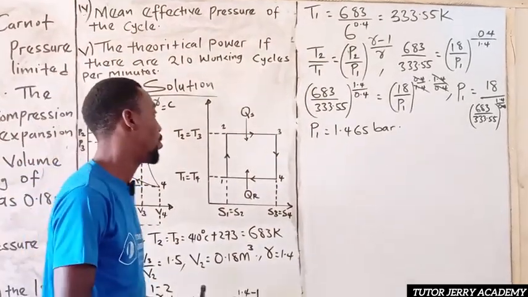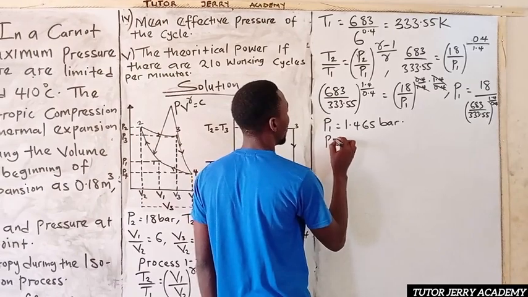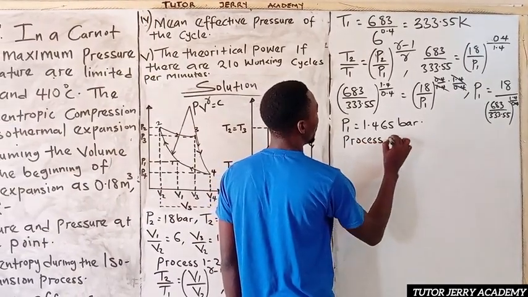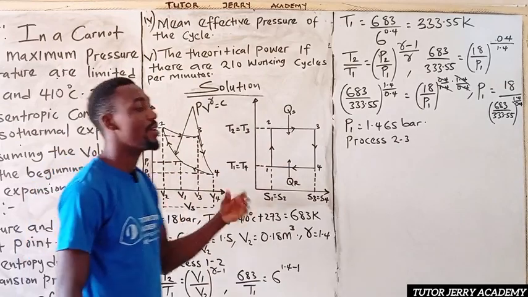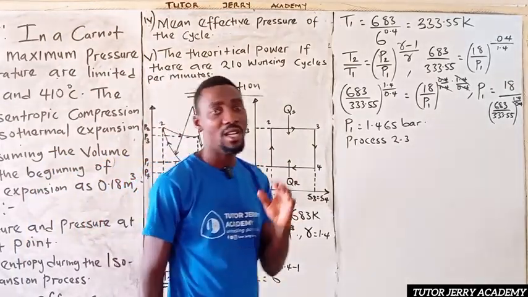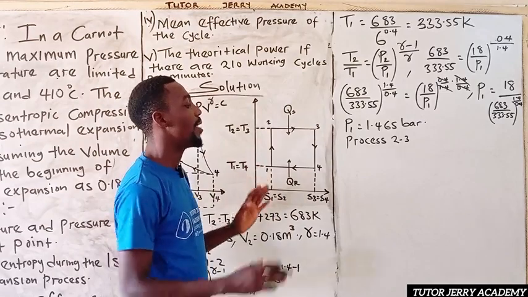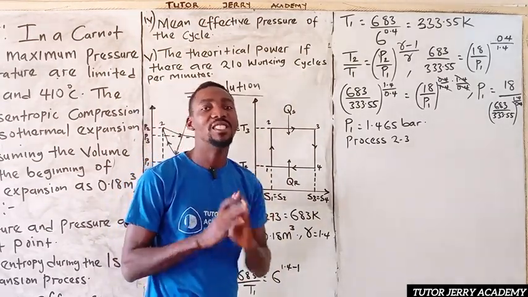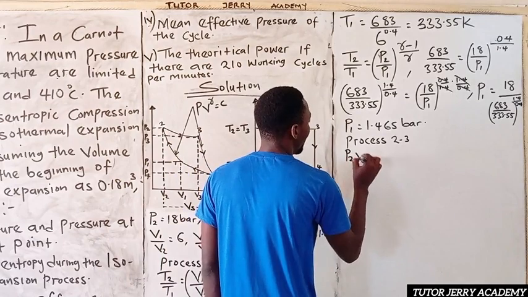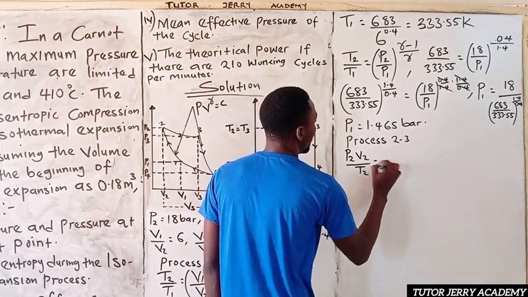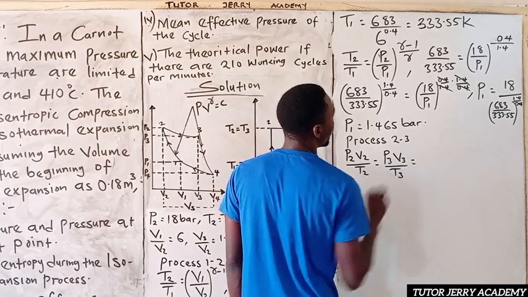All right, so now the next thing we are going to do is we are going to move to process 2 and 3. So let's go to process 2 to 3. All right, now from process 2 to 3, you are going to recall that our process 2 to 3 is nothing but our isothermal process. And you are going to recall carefully that from our isothermal process, we can apply our general gas equation, which is nothing but P2 V2 all over T2 will be equal to P3 V3 all over T3.